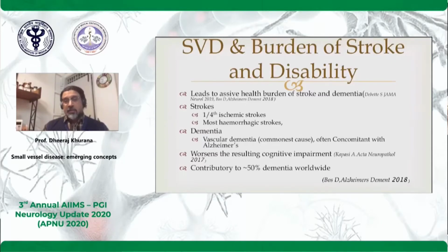You can imagine that almost a quarter of ischemic strokes and almost all the hemorrhagic strokes which you see, which we used to call spontaneous ICH, is no longer considered spontaneous ICH. The background is a small vessel disease.